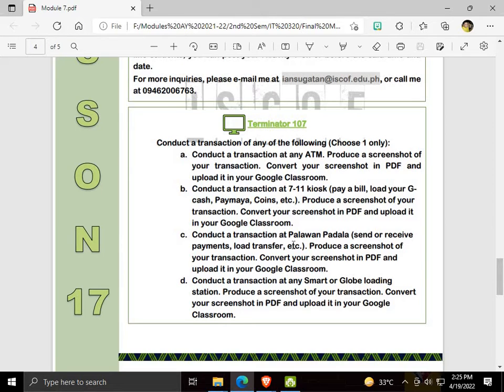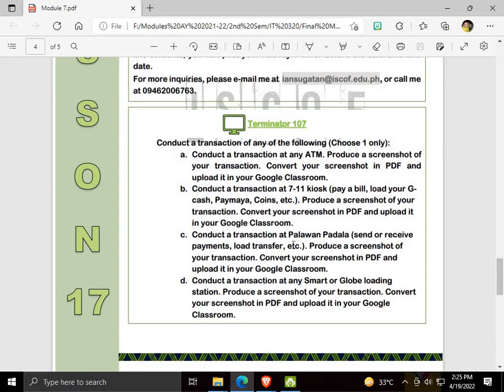Letter C, use case: you're going to conduct a transaction at Palawan Padala. Either you're going to send or receive payments, or load transfer or payments. Your bill, you can pay at Palawan, and then take a picture of the transaction.